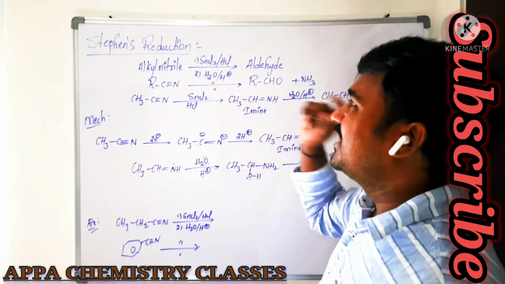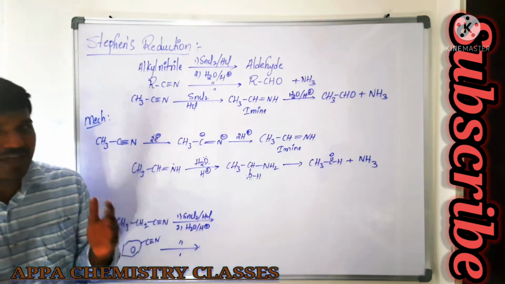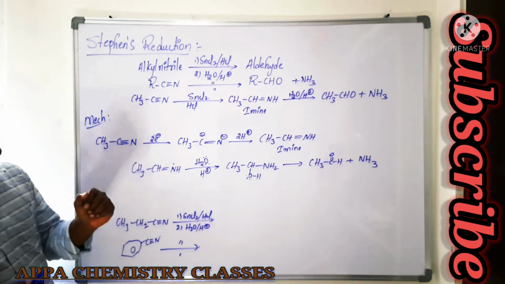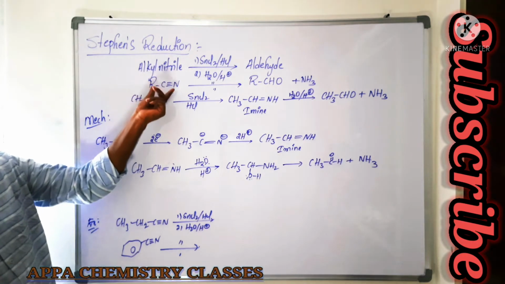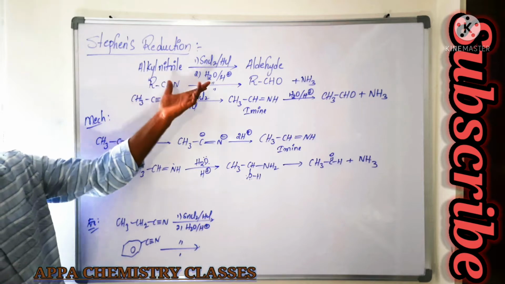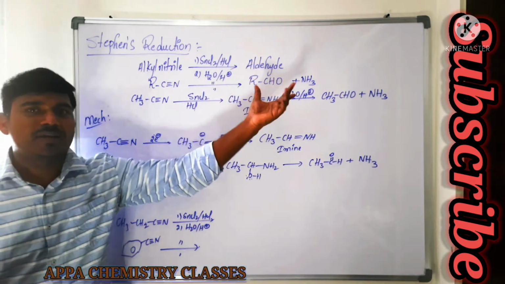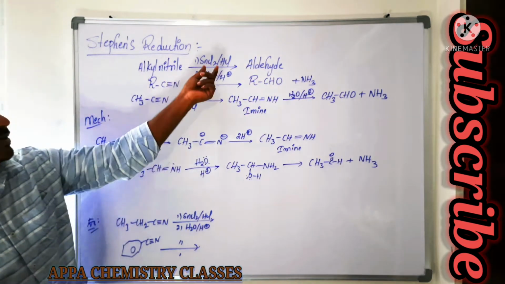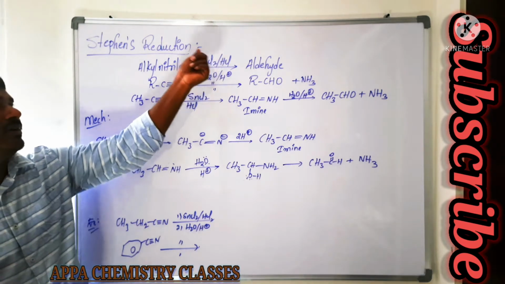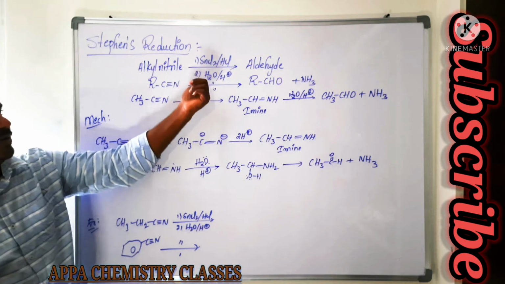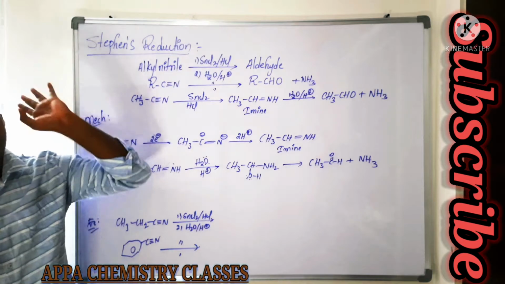And we are going to see the Stephen's reduction. Now what actually takes place in Stephen reduction is, whatever the alkyl cyanides, on partial reduction we are getting the aldehydes. Alkyl nitriles on reduction give the aldehyde in presence of stannous chloride. SnCl2 is what? Stannous chloride. In presence of HCl, and in the second step we have to do the hydrolysis in acidic medium, and we will get the aldehyde.